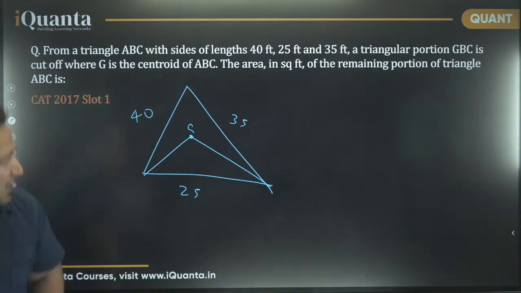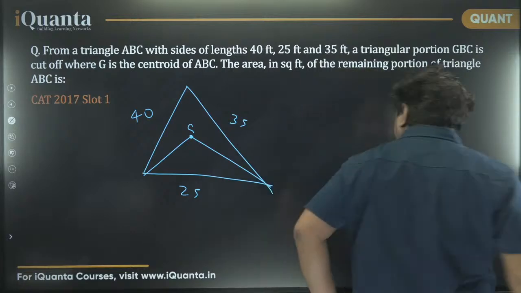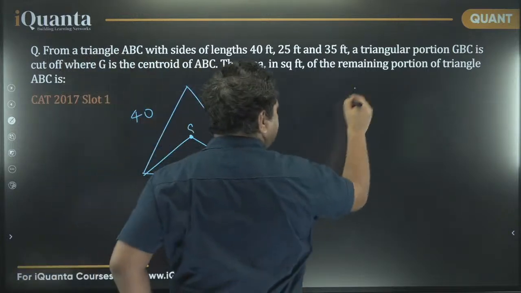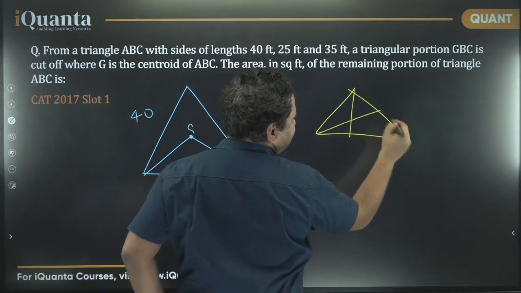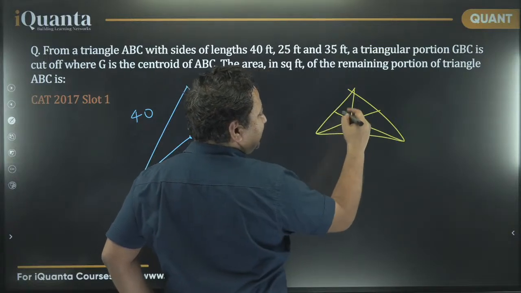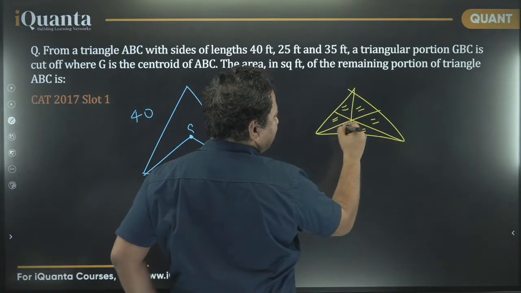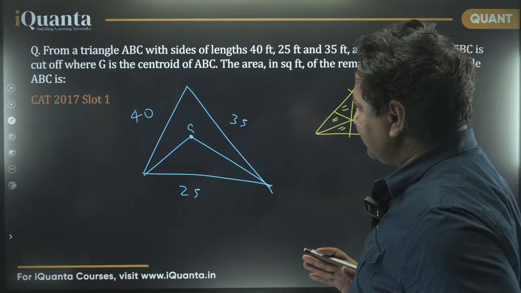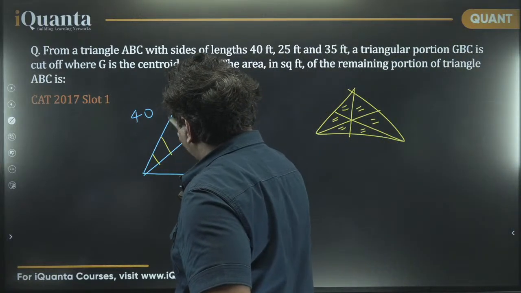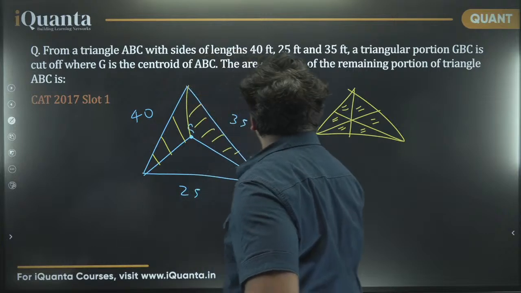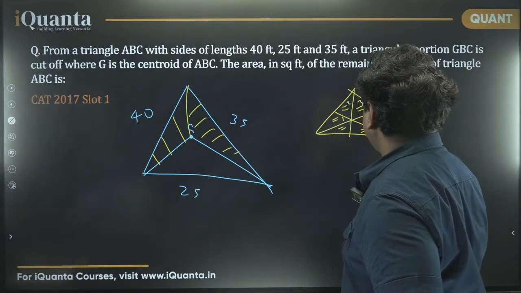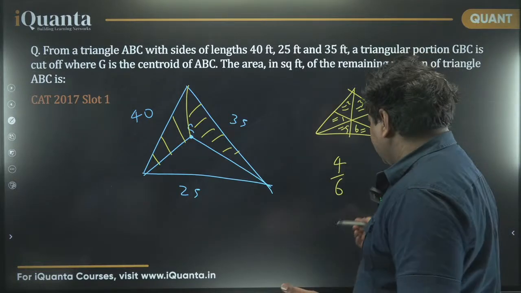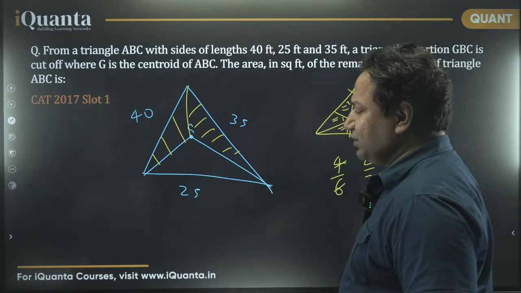When medians meet, exactly. And when medians meet in any triangle, what exactly happens? The medians, when they intersect, divide the triangle into 6 equal parts. You know that, right? So basically, I need to calculate the area of this thing. I need 1, 2, 3, 4 parts out of 6 parts. So 4 by 6 of the entire triangle will be my answer. Or I can say 2 by 3. Cool.